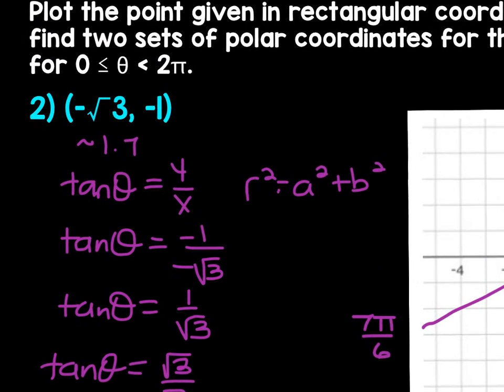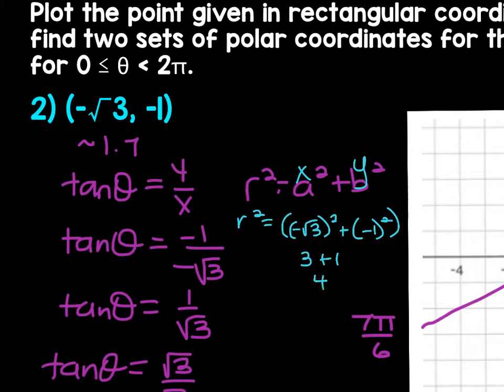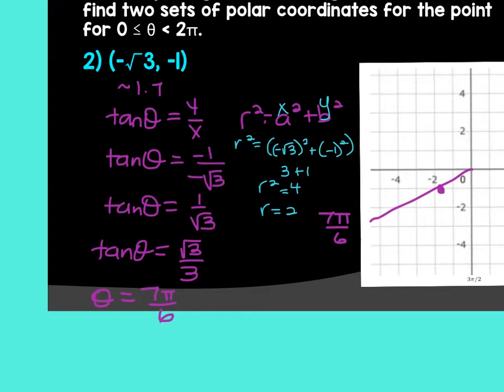Then I want to find the radius. So I would do r squared equals a squared plus b squared, or x squared plus y squared. That's negative root 3 squared plus negative 1 squared. This is 3 plus 1, which is 4. R squared equals 4, which means r equals 2. Now I've got my coordinate points, and I want it in polar. So I'm going to say r comma theta equals 2, 7 pi over 6.